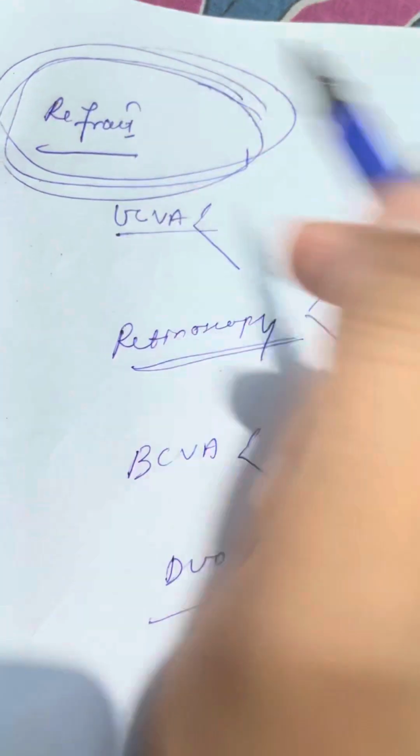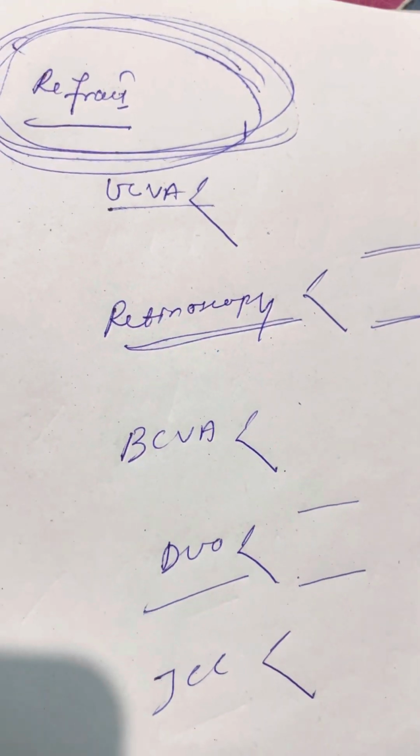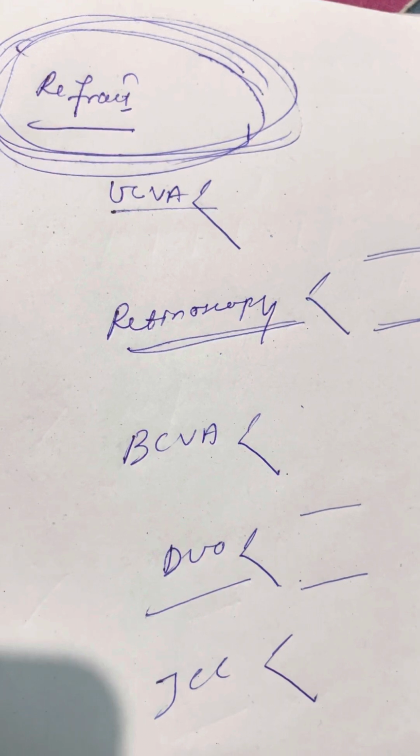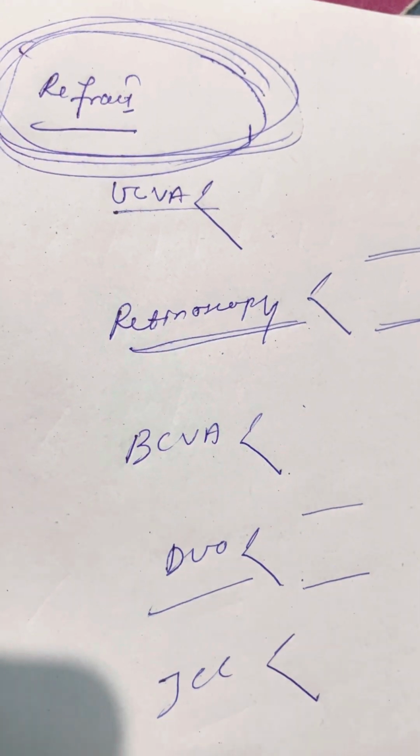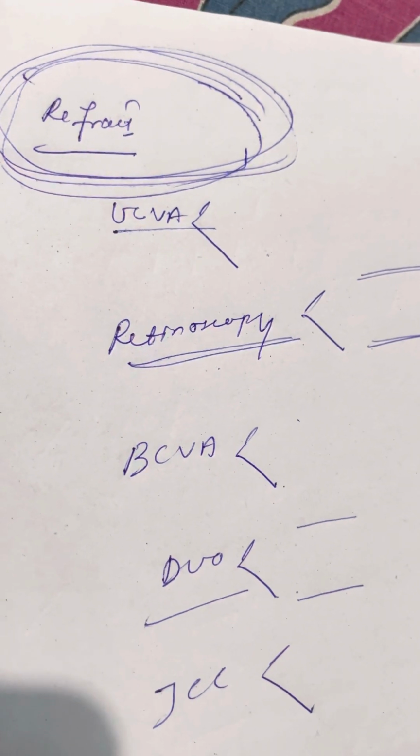Why is refraction important? If someone has some refractive error, then you have to correct it, and on top of that we have to do our orthoptics evaluation. So we have to put that lens in our trial frame. Then on top of that we have to do our evaluation.